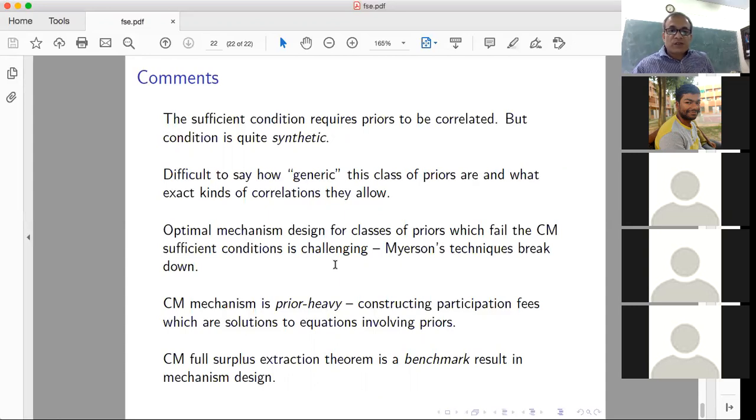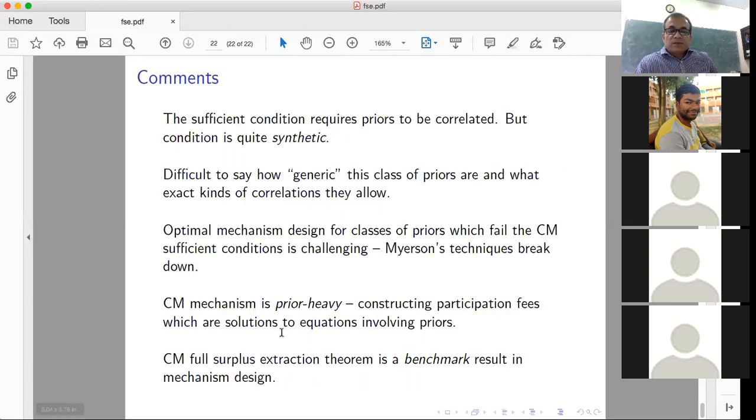So if we were to investigate optimal mechanism design where the Cremer-McLean conditions don't hold, then we need to invent new techniques and new tools to address those problems. And the literature is silent on that so far.